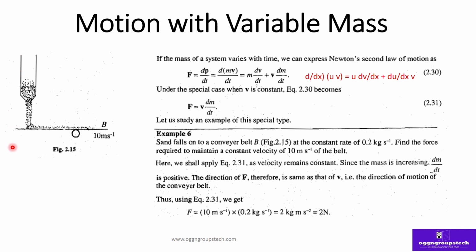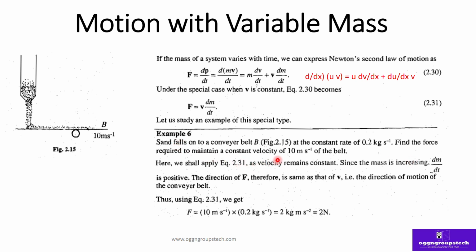In the diagram I showed below, the box goes from one place to another by a conveyor belt. In the same way, this is also a conveyor belt. Below it is the wheel. The sand is falling from top to bottom, so sand is falling on this conveyor belt. Sand falls on a conveyor belt B at a constant rate of 0.2 kg per second. Now find the force required to maintain a constant velocity.